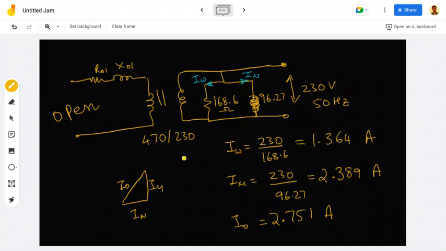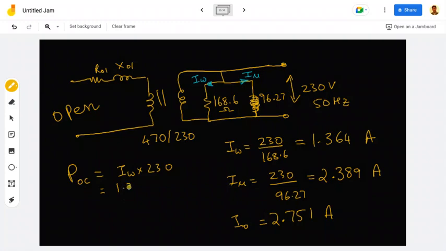Now, what is the input power? That also let us calculate, that way the complete solution will be there. So P open circuit, the power of the open circuit. I can simply take this IW and multiply with 230. That itself will be the input. So IW multiplied by 230. Here there is no power loss, the power loss is only here. Or I can also do IW square into 168.6. That is also the same.